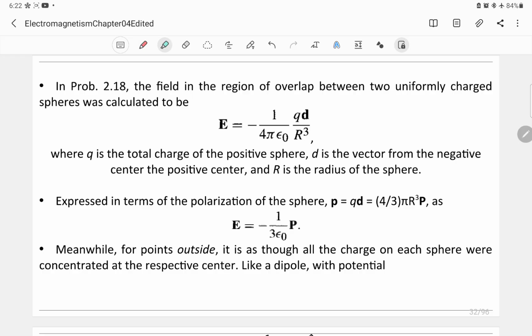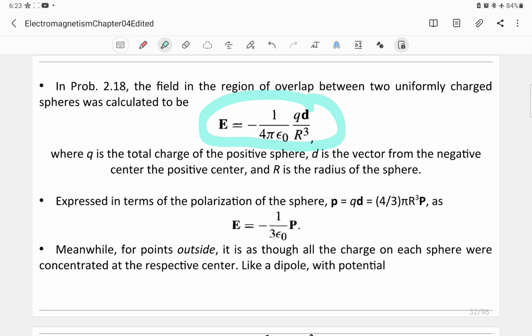So if you go back to chapter 2 and use Gauss's law to calculate the electric field of two spheres with opposite charge, the electric field there would just be equal to this, where d is the separation distance between the centers of the two spheres, and then the q would just be the charge accumulated on the upper and the lower surface of the spheres.